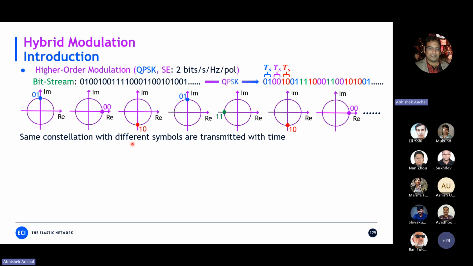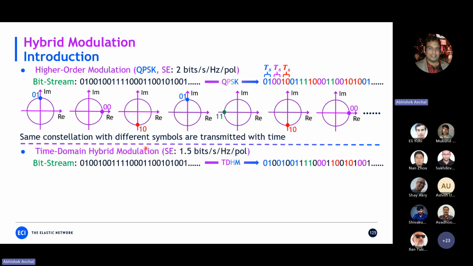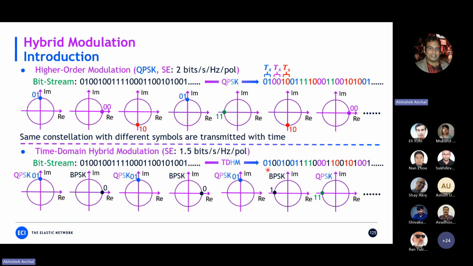Now, how the hybrid modulation works is, instead of sending all the bits with the same modulation format or same constellation diagram, it sends different bits with a different modulation format or constellation diagram. So when the bit stream comes, the time domain hybrid modulation selects certain bits to send through QPSK. The next bit it will send through BPSK, and so on. Alternatively, it can be a different combination as well. So the first 2 bits are transmitted according to QPSK, the next bit according to BPSK, and it alternates.